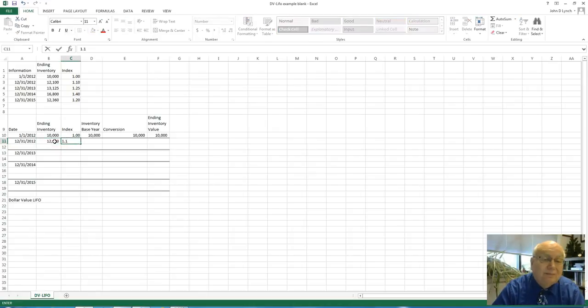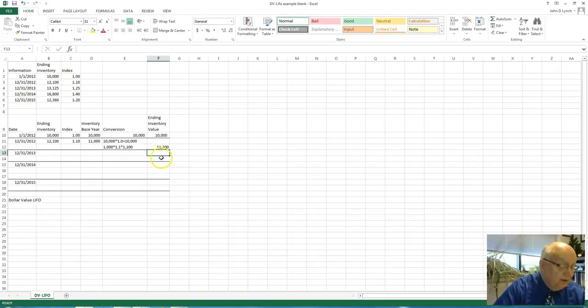Now the second year, you notice we had a $12,100 value. The index, however, was 1.1. So you take the 12,100 divided by the 1.1, and that gives you a base year of 10,000. For the conversion, we bring down the 10,000 times the 1, which equals 10,000, our original. Now it went up by $1,000, so we need an extra 1,000. This will be at the new level of 1.1, which gives you 1,100. So you have the 10,000 plus the 1,100, or $11,100. So $11,100 is what would be reported on the balance sheet as your ending inventory, not the 12,100.